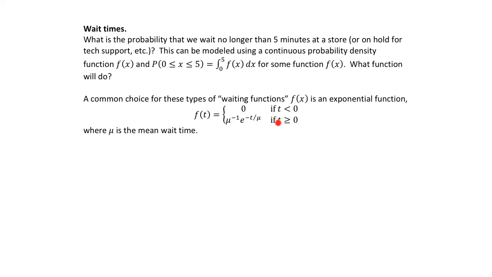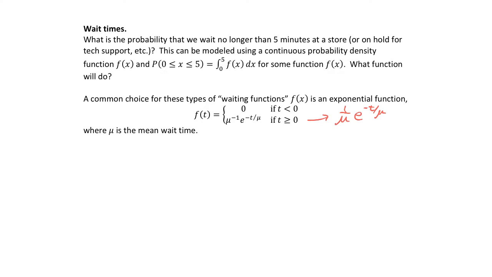When t is greater than or equal to 0, we're going to assign 1 over mu e to the negative t over mu. I prefer to look at it like this: 1 over mu, mu being the mean value, e to the negative t divided by mu. So these are common choices when we're dealing with wait times. Now mu is the mean wait time.